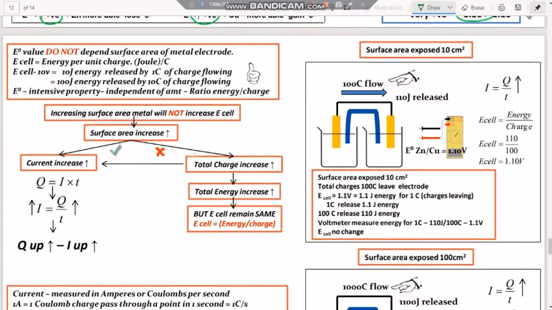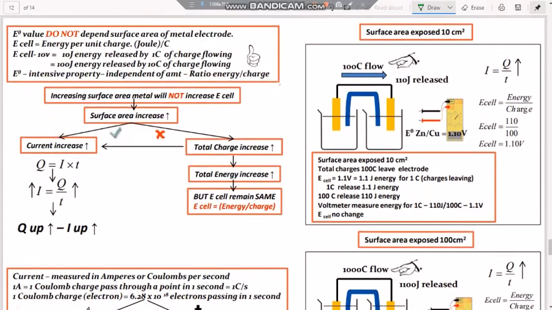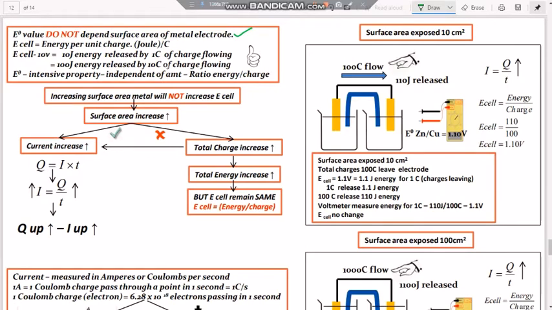Now, what is actually happening here is that the E naught value does not depend on the surface area of the metal electrode. That is one of the important factors. E cell is energy per unit charge, that is joule per coulomb. If E cell is 10 volts, then 10 joules of energy is released when 1 coulomb of charge flows. That is the meaning of it. If 100 joules of energy is released, it means 10 coulombs of charge is flowing. So increasing the surface area of the metal will not increase the E cell.